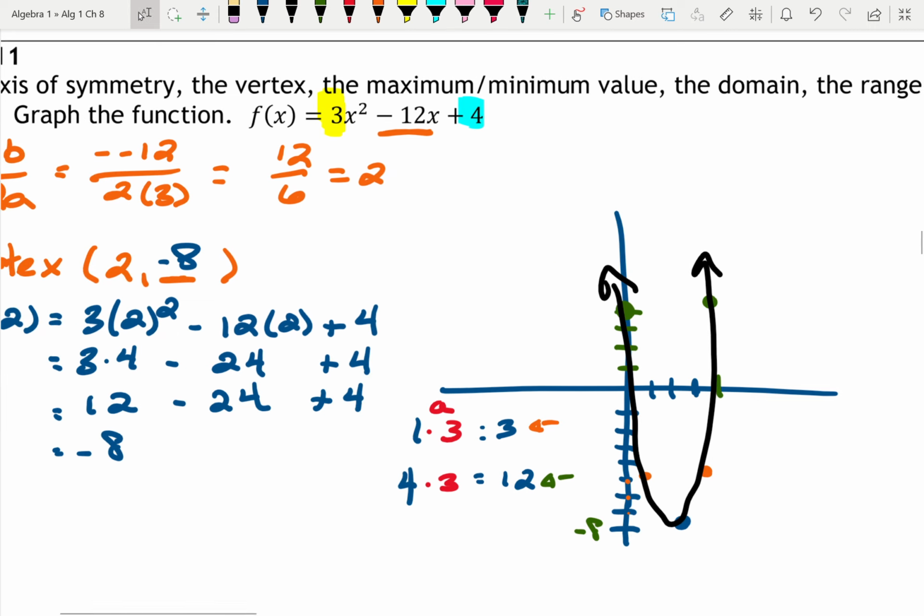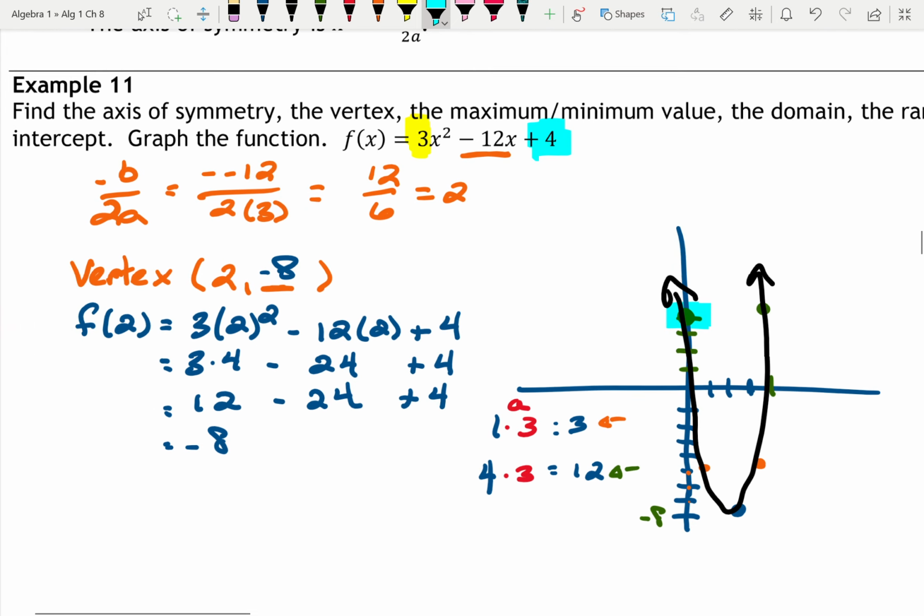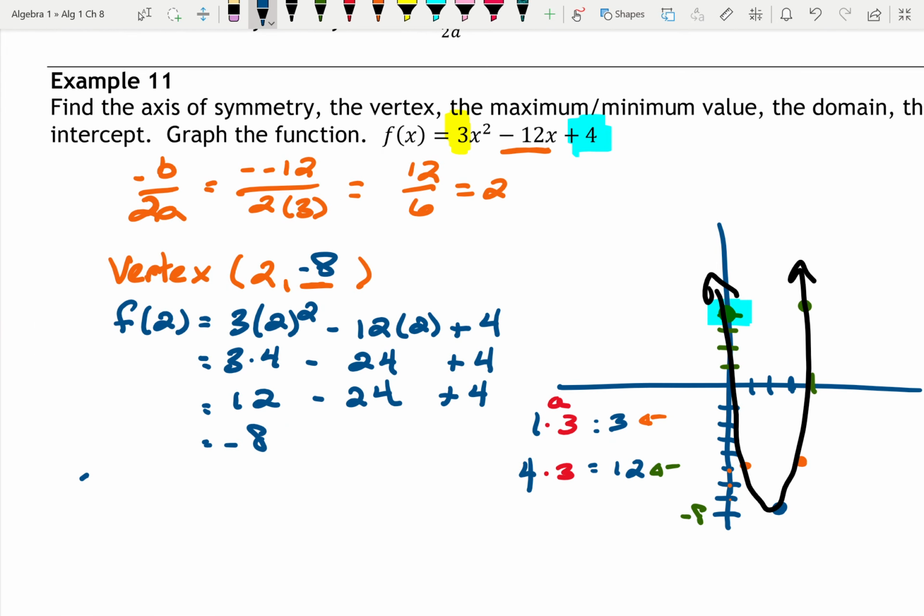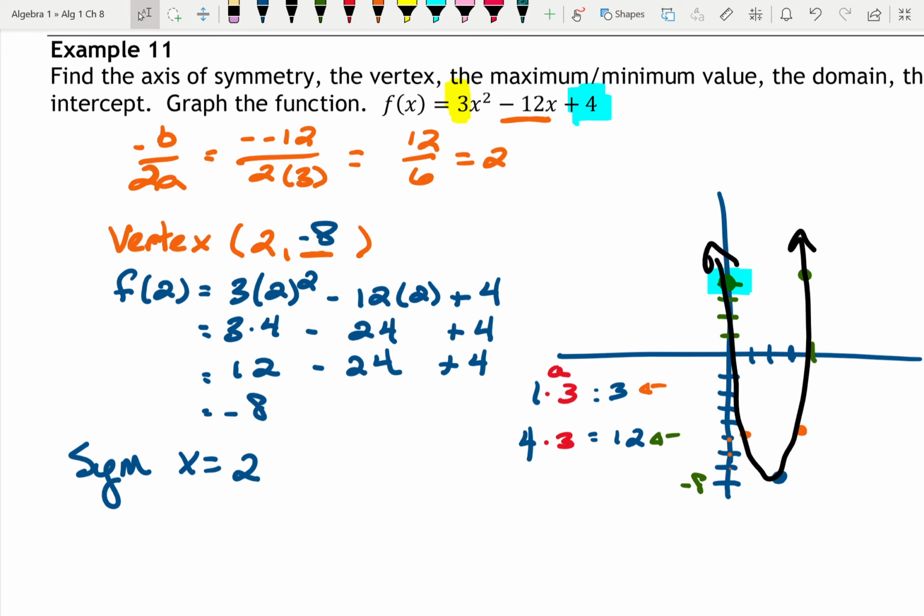Something to check right here, because this is in standard form and we can get our y-intercept so easily, we look and see, was the y-intercept of our graph reasonable? And we actually did touch it right there at 4, so we did a good job. Now we want to fill out the rest of what it asks for. We want the axis of symmetry. Well, the symmetry line is always the x value of our vertex. So it's going to be x equals 2. Then we want a maximum or a minimum. This one has a minimum, a minimum of y equals negative 8.